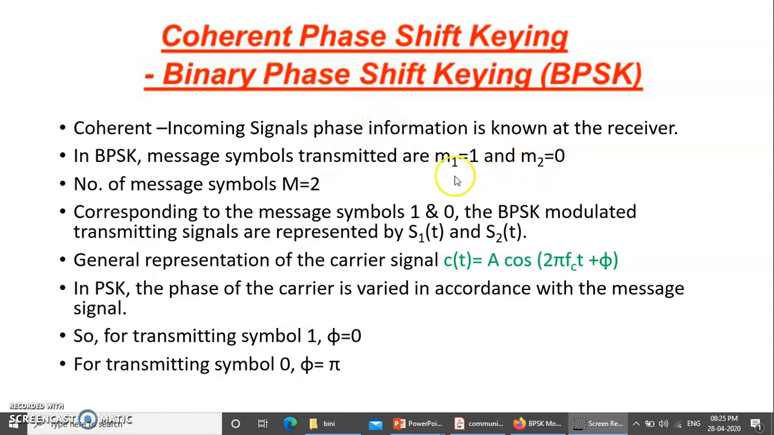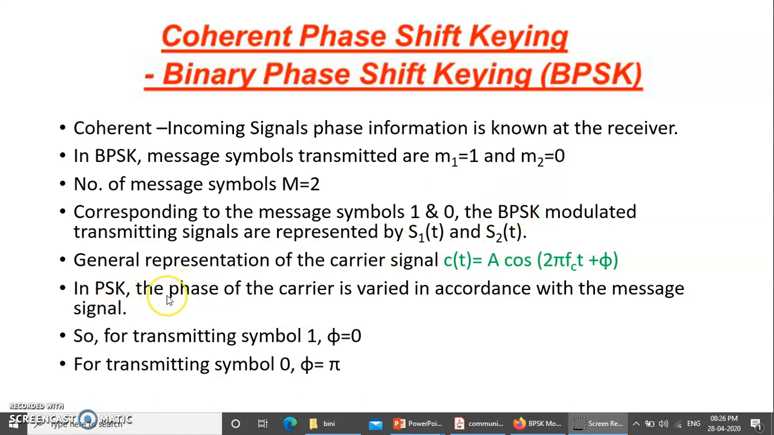So in BPSK, as its name tells, the message symbols used are 1 and 0. So the message symbols are represented as M1 is equal to 1 and M2 is equal to 0. So the total number of message symbols available in BPSK is capital M equal to 2. And corresponding to these message symbols 1 and 0, the BPSK modulator transmitting signals are represented by S1 of t and S2 of t. So S1 represents 1 and S2 represents 0.